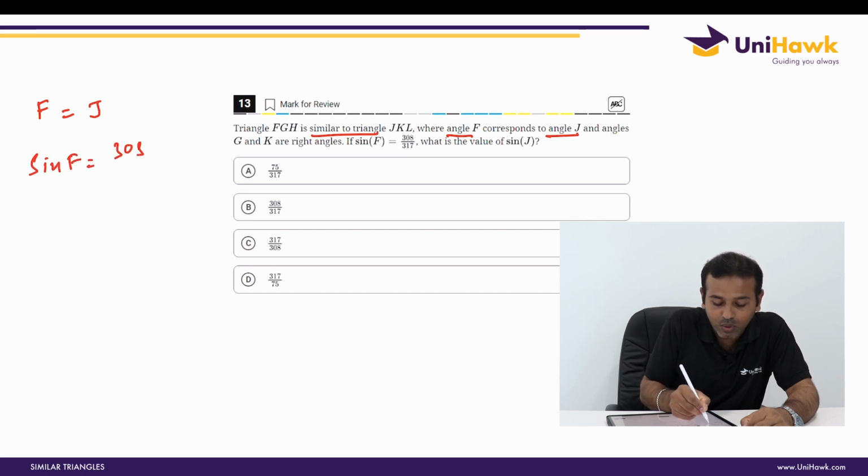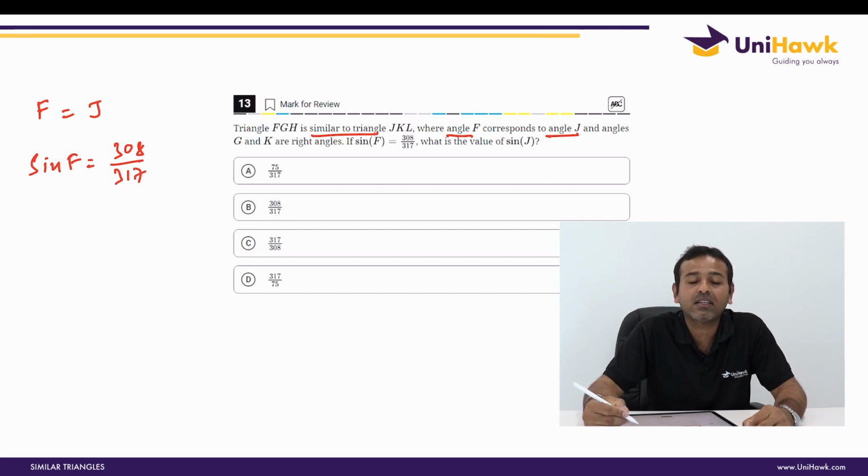equals 308 over 317. After looking at this piece of information, I am sure you are tempted to use Pythagoras theorem, which is hypotenuse square equals base square plus height square. This is not necessary to use. Let's look at a shortcut.